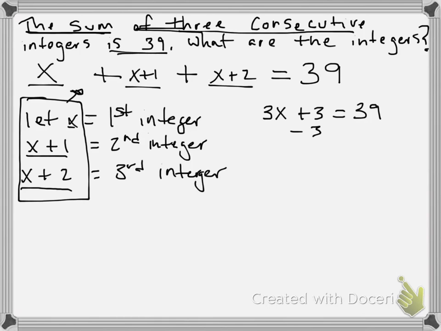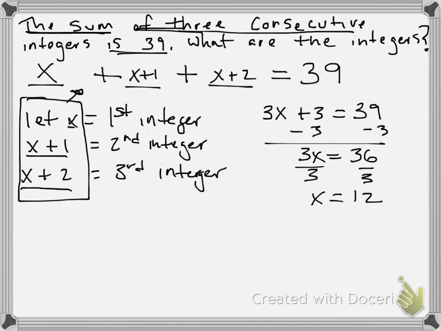Subtract 3 from both sides. 3x equals 36. Divide by 3, and x will equal 12. So my other one is going to be x plus 1, that will be 13. x plus 2 will be 14.